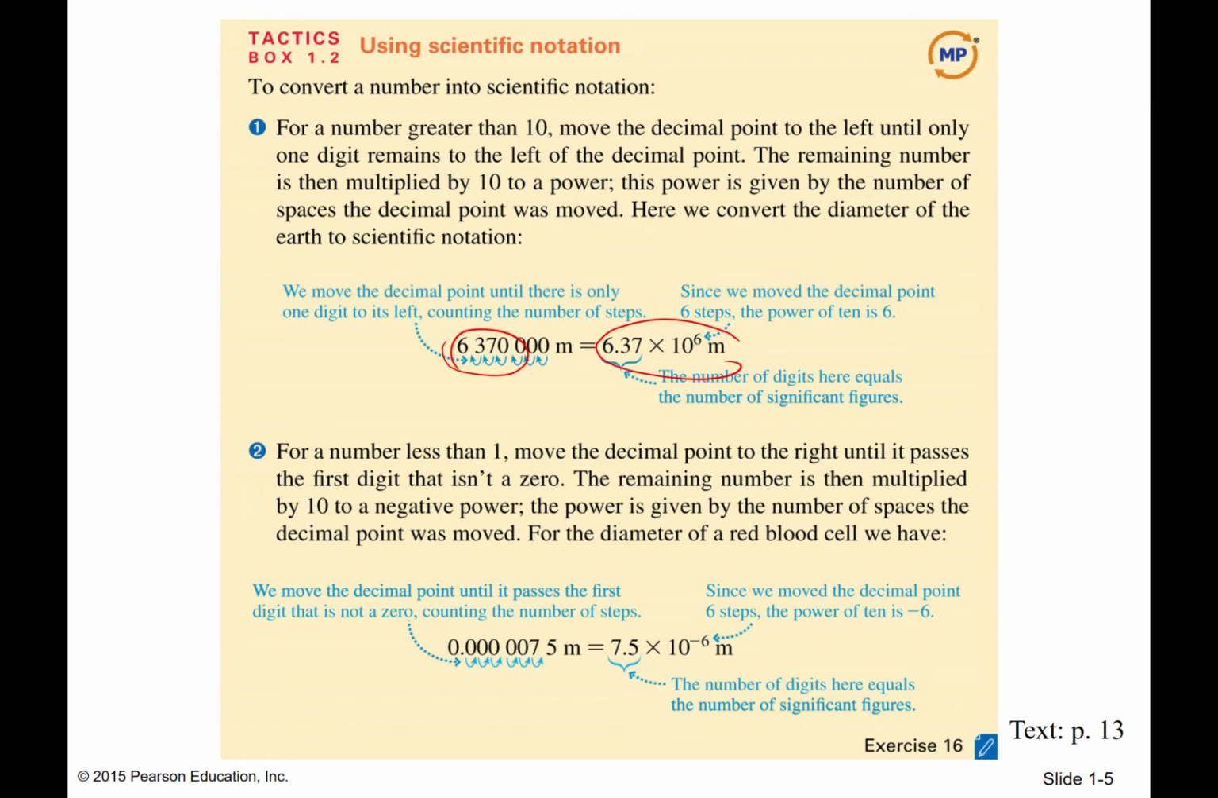I can do the same, for instance, for the average diameter of a red blood cell, which is this number here. That's very small and it has a lot of zeros. So the scientific notation way to write that is 7.5, I have 2 significant figures, times 10 to the minus 6.